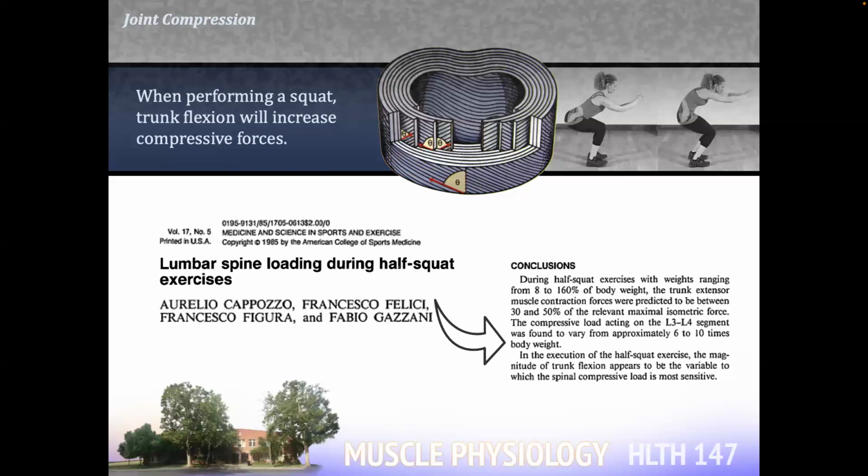Form matters. In this study, what they were looking at is the compressive load at L3, L4. And it was 6 to 10 times the subject's body weight. And the amount of trunk flexion seems to be what affects spinal compression the most. So when you're squatting, the compressive forces are minimized. They're not eliminated. I just mean they're not exacerbated, when the back is either flat or in a slightly lordotic curve.